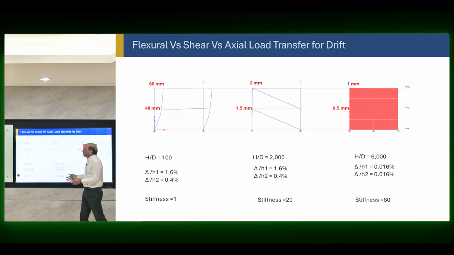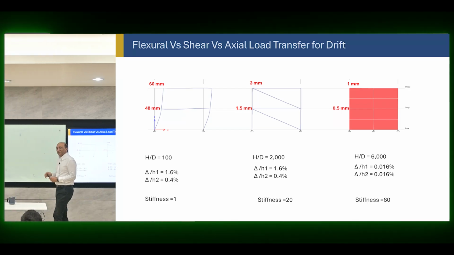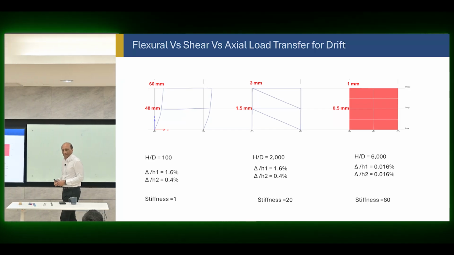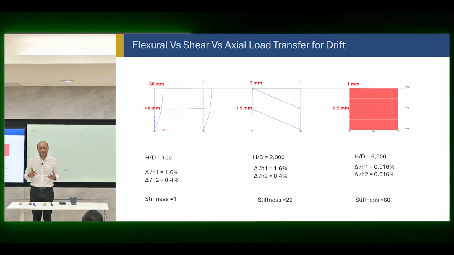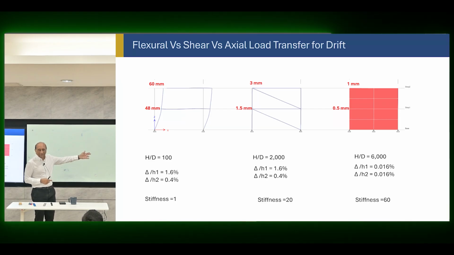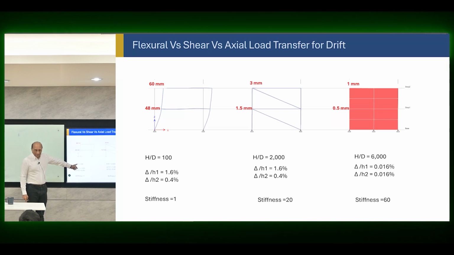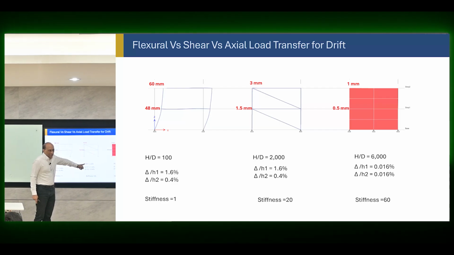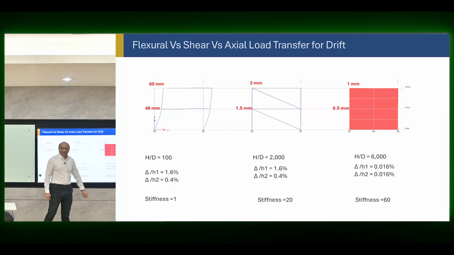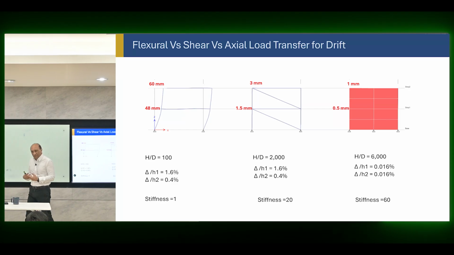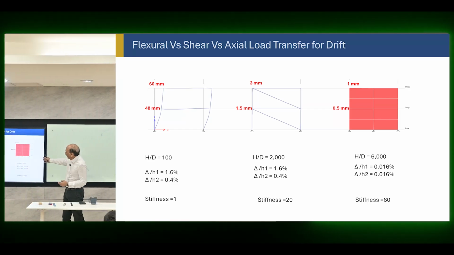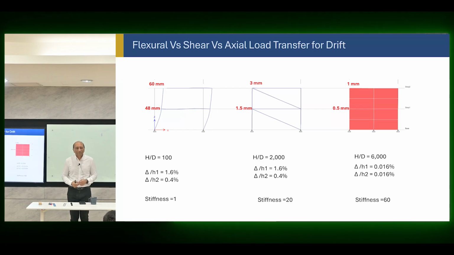So for this range, you can see that the frame is already too weak and the wall is already very strong, and truss is somewhere in between. Of course, if I change the truss diagonal sizes, the displacement may change. Now look at the H over D. H over D is 100 for this particular case, right? 2000 for this one and 6000 for that one. That means for this particular indicative case, the stiffness of this wall is 60 times more than the frame over there.